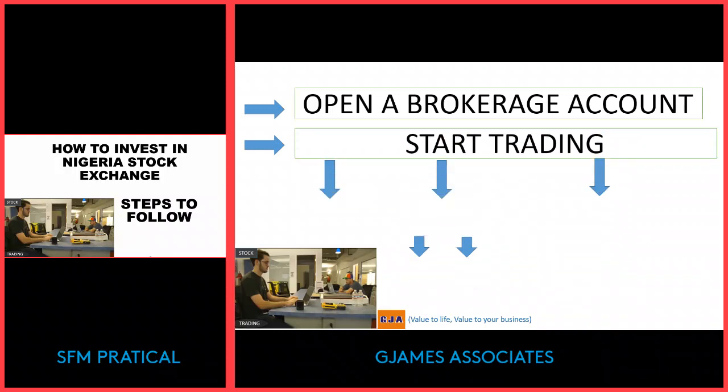Well, basically it's two steps. You will see that there are other things that we want to touch on, which we've narrowed down, but we go step by step into them. But basically, you need to open a brokerage account with a stockbroker. A stockbroker is a person that has been licensed to practice brokerage of securities in any country. So you need to open an account with any of your choice.